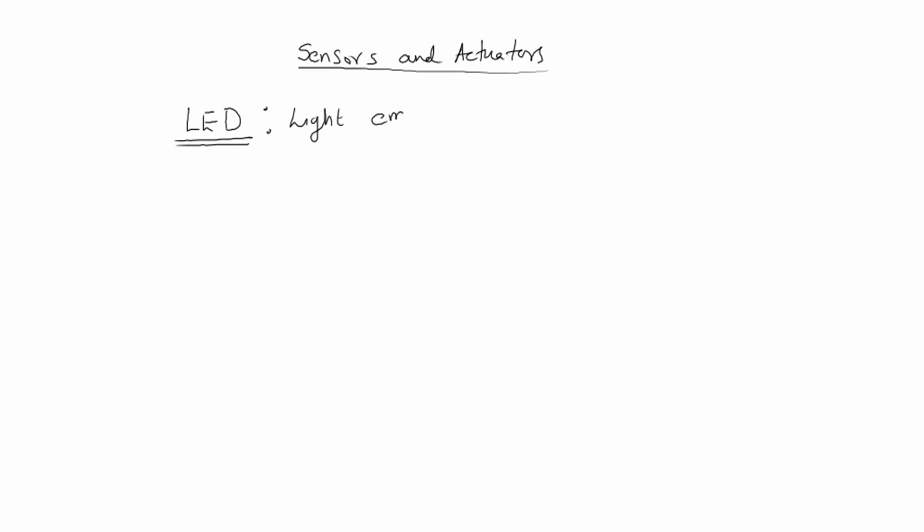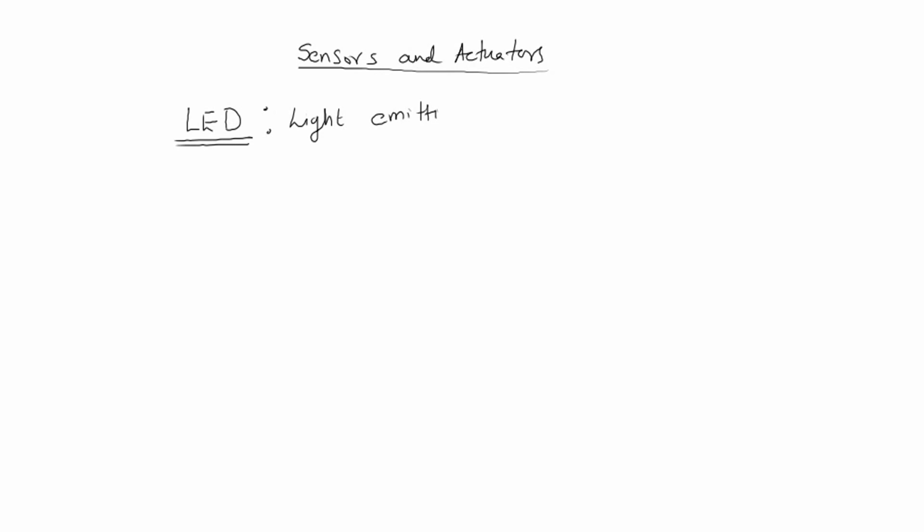Now we will start a new topic, and that is sensors and actuators, right? In an embedded system we need different types of sensors and actuators. So some of the sensors and actuators we will study in this course. First, we will take the LED, that is light emitting diode. So what is a light emitting diode actually?